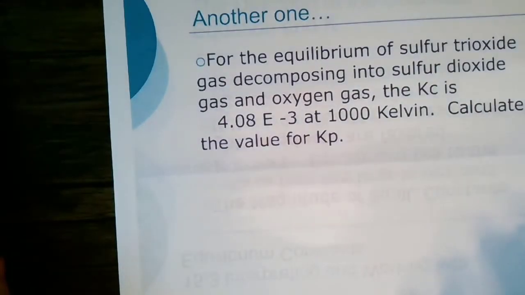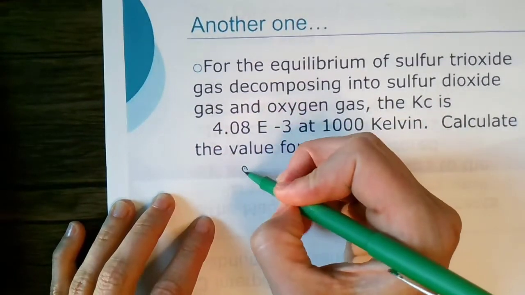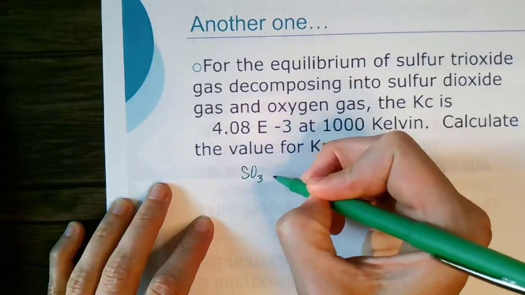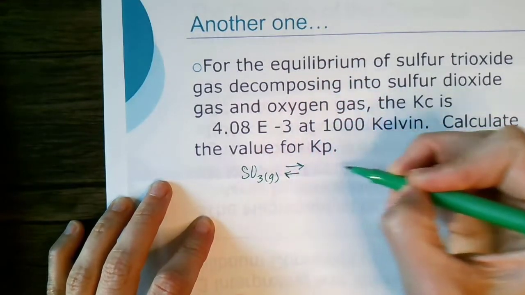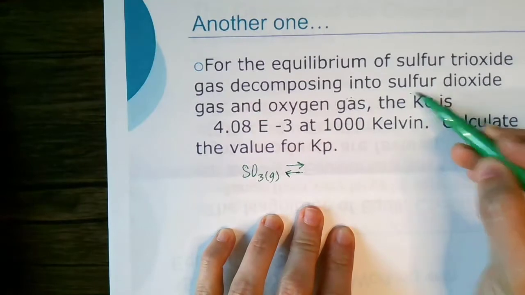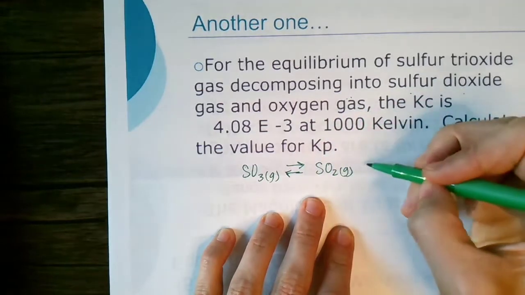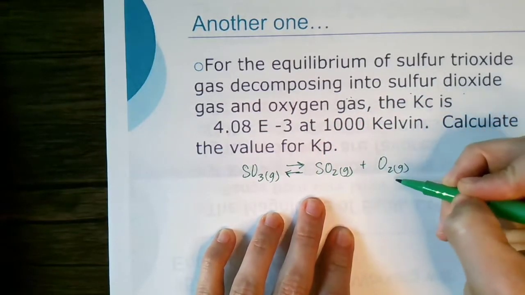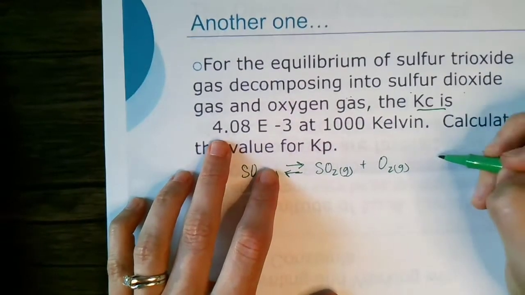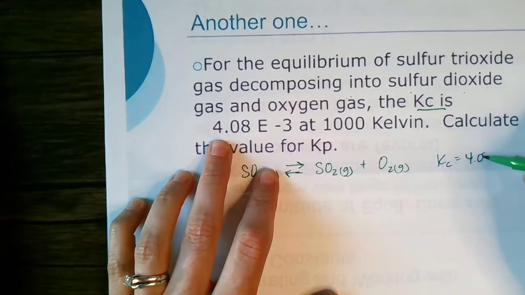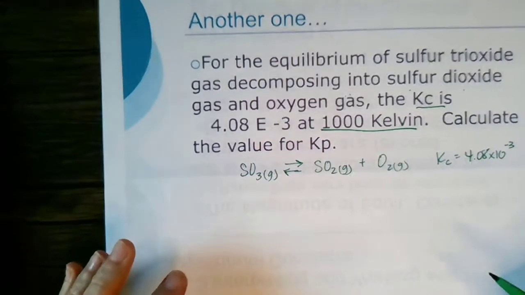Let's do it. So for the equilibrium of sulfur trioxide gas decomposing, let's write sulfur trioxide, SO3, in the gaseous state. It's decomposing in its equilibrium, so let's write it like this, decomposing into sulfur dioxide gas, SO2, and oxygen gas, O2. Remember, O2 is diatomic. The Kc is 4.08 times 10 to the -3, and we're at 1000 Kelvin. Calculate the value for Kp.